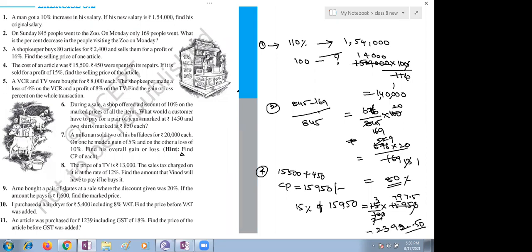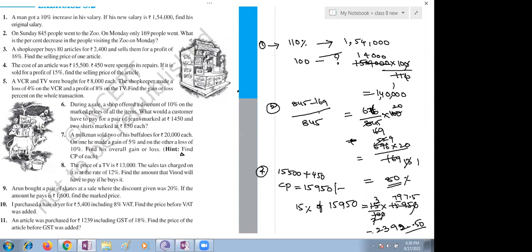Next, you have to see here only 4% of 8,000. Yes, children, is it gain or loss? Ma'am, we don't need to find the rupee amount. Find the gain or loss percent, that's all. Okay, then, ma'am, 4% gain. 8 minus 4, it's 4%.